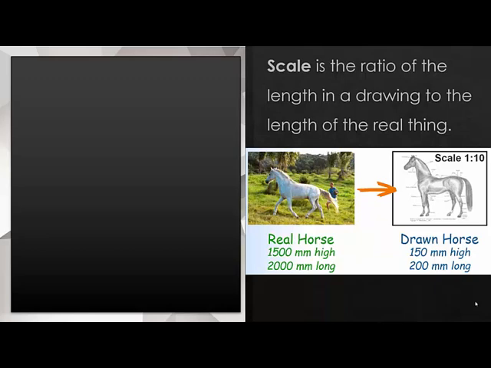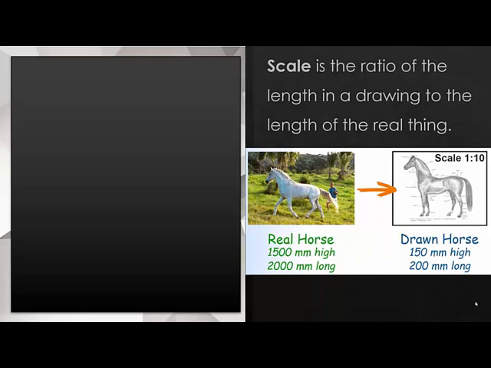If in the drawing the height of the horse is 150 millimeters, so in the real thing, the height of the horse is 1,500 millimeters with the scale 1 to 10. If in the drawing, the length of the horse is 200 millimeters, so with scale 1 to 10, the length of the real horse is 2,000 millimeters long.